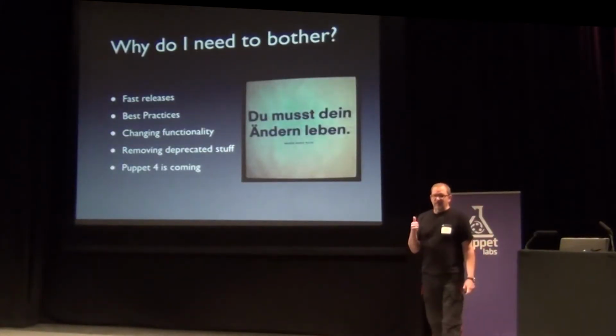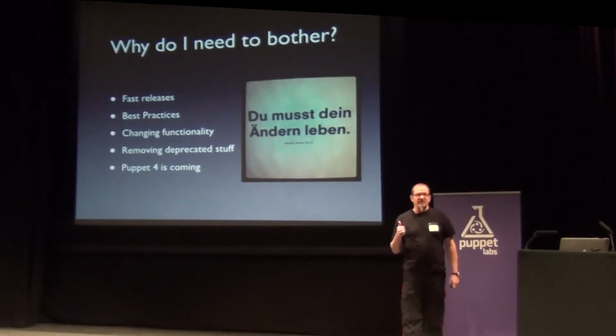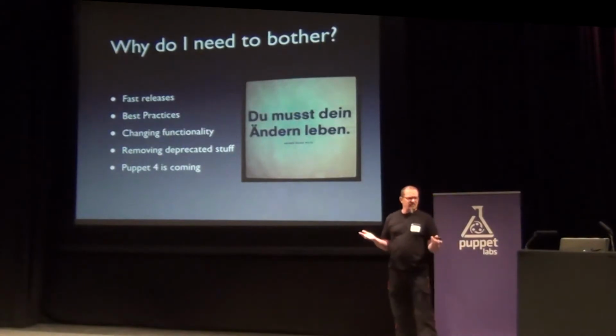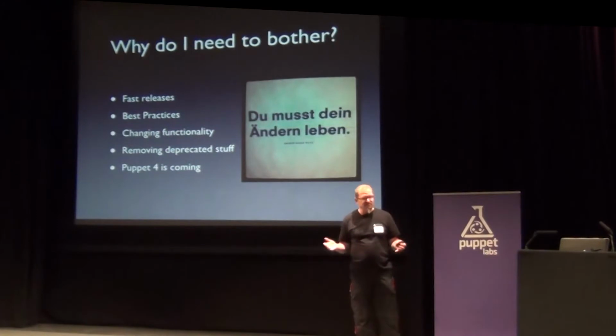So why do you need to bother? Why do you have to take care? Puppet has a very, very fast release cycle. What is it? It's 3 months approximately for a minor release, once a year a major release, roughly.